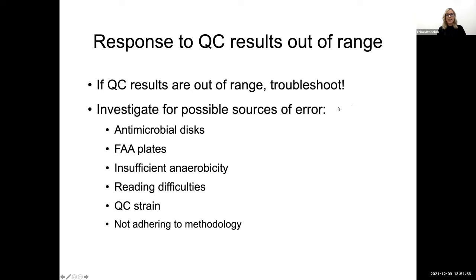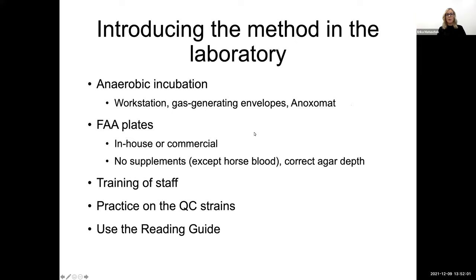Last of all, some advice on how to introduce the method in the laboratory. First of all, you have to make sure that your anaerobic incubation is sufficient to be used for disc diffusion testing, meaning that the temperature should be 35 to 37 degrees, and you should make sure that testing with a metronidazole disc and the aerotolerant Clostridium perfringens strain produces results that indicate sufficient anaerobicity. And you need to find FAA plates with the correct agar depth. They could be produced in-house or bought commercially.